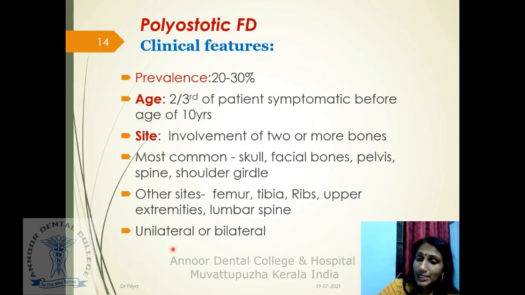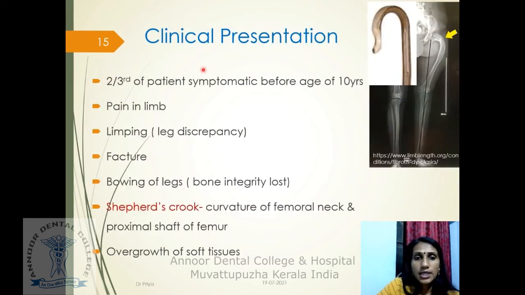This could be unilateral or it could be bilateral. Usually monostotic is unilateral. If it is polyostotic, it can be either way. The most common area affected in polyostotic is the facial area, while in monostotic, the most common area is the rib. When you look at the clinical presentation, like we said, 2/3 of the patients are symptomatic before the age of 10 years.